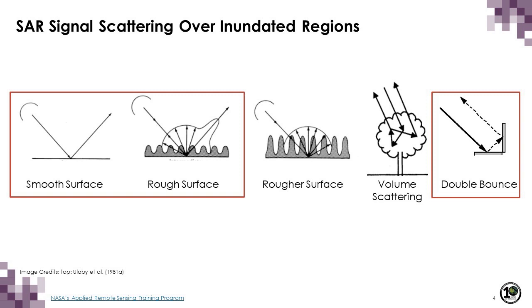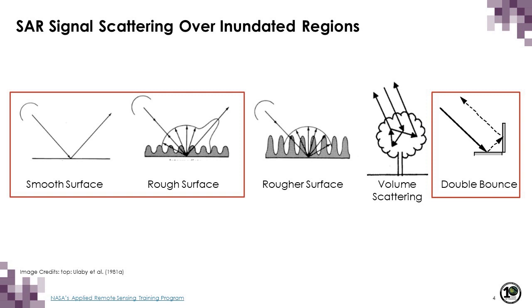Such an area would appear dark, but not as dark as an open water surface that is completely smooth. The rougher the surface, the larger the signal scattered back to the satellite, and the brighter that pixel will appear on the image. The next signal interaction is volume scattering, and that occurs when the signal is scattered multiple times in multiple directions within a volume or a medium.